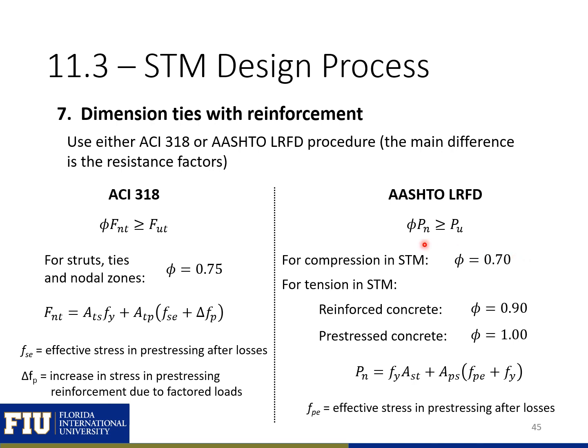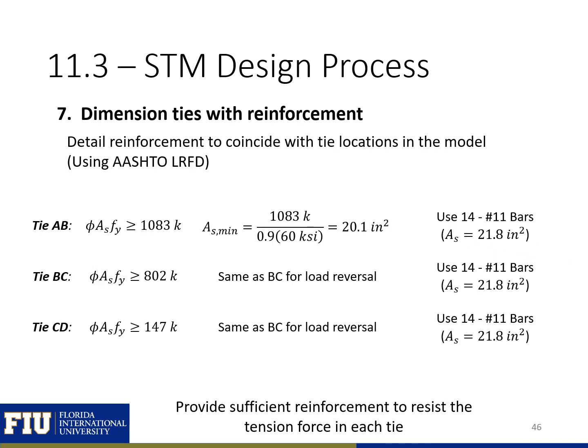But in either case, we need to design our phi Pn, so our factored or our reduced strength needs to be greater than or equal to our factored load. We'll use AASHTO LRFD for this design. So in every case, we need to make sure that our reduced strength is greater than our factored load. So our reduced strength is made up of the area of our steel times Fy for our steel.